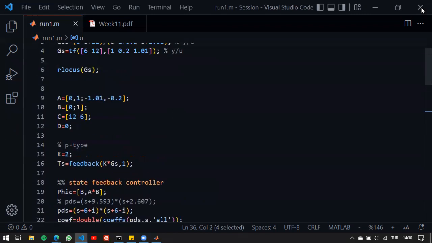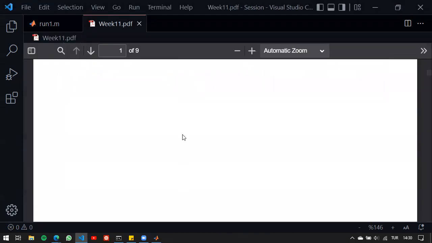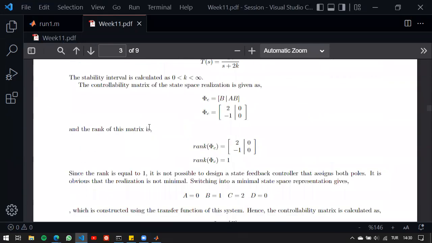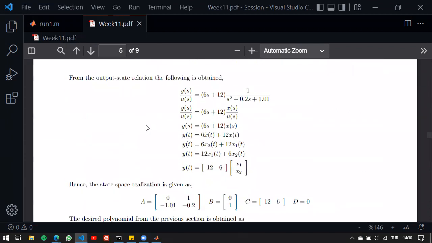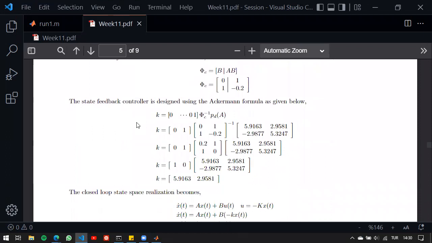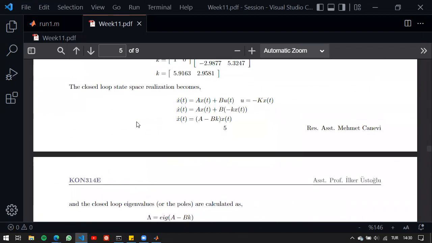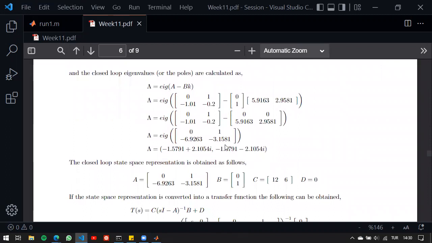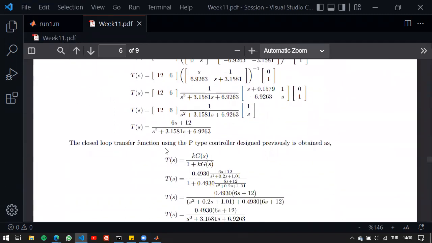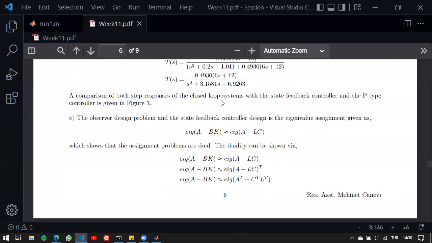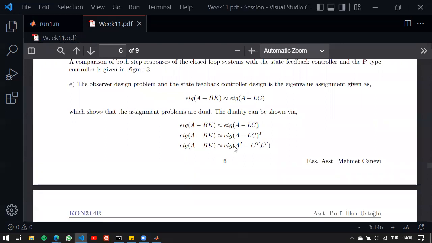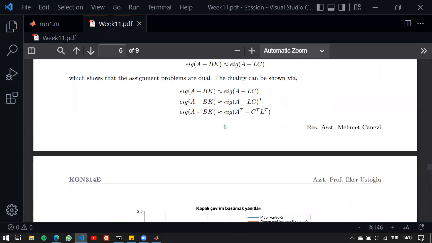Now, let me quickly show you what it would look like. We've talked about this part here, so let me skip that part. I have also illustrated how to design the P-type controller and compare it to the state feedback controller. Now here, we have a certain design, and this is basically the closed loop transfer function. This is the P-type controller, this is the state feedback controller, or vice versa, I'm not really sure. Here, the observer design, I've talked about this, you can check it out here, A minus BK, A minus LC. They are basically the same. Because we are talking about eigenvalues, you can transpose it, it doesn't really change.